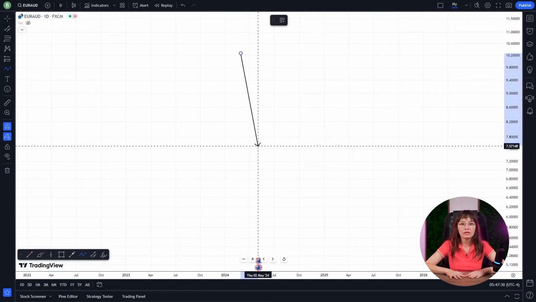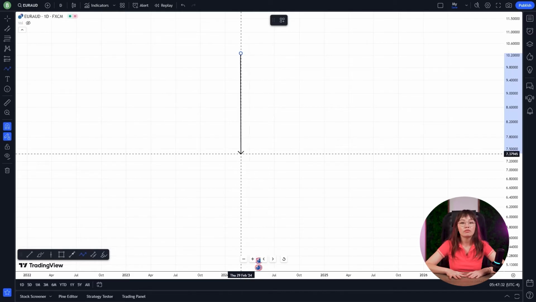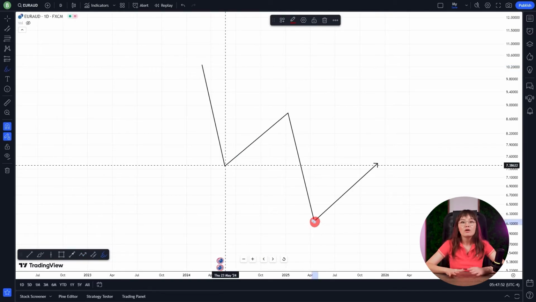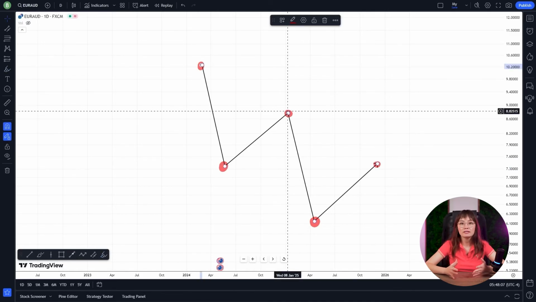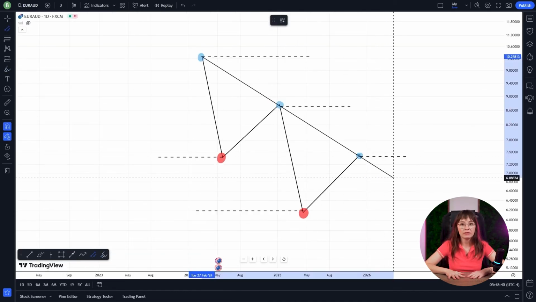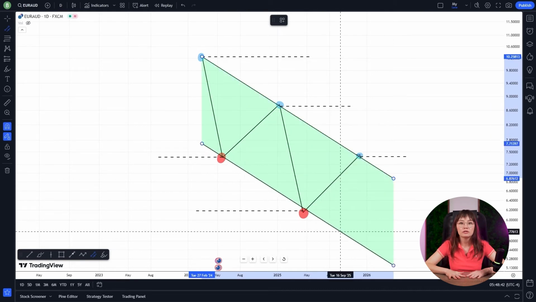A downtrend is a mirror image of an uptrend. If in a rising trend the lows and highs are rising, then in a falling one, they are falling. This low is lower than the previous one. The same goes for highs. If you draw a channel between extreme points, it will slope downwards.